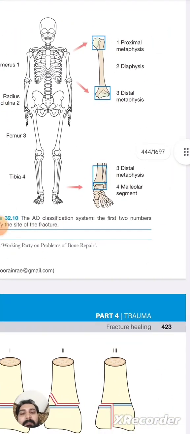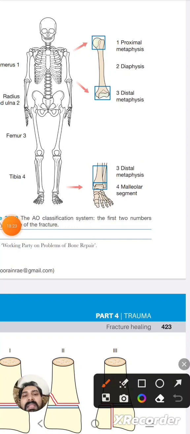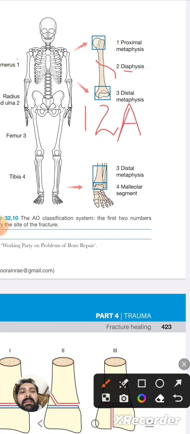For example, there is a spiral fracture of the diaphysis of the humerus. How will you write it? For humerus number 1. For diaphysis number 2. There is a spiral fracture. Spiral is a type of simple fracture. For simple fracture A and for spiral 1. In simple fracture, spiral is A1, oblique is 2 and transverse is 3.